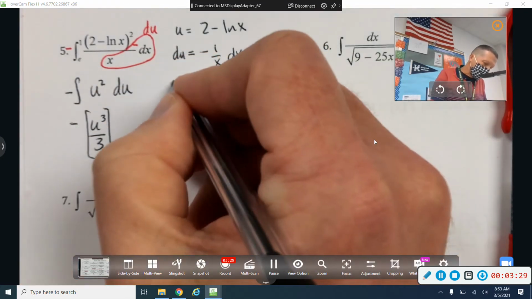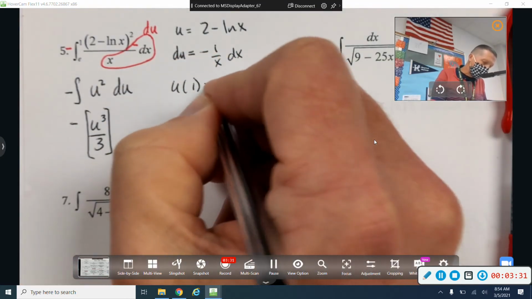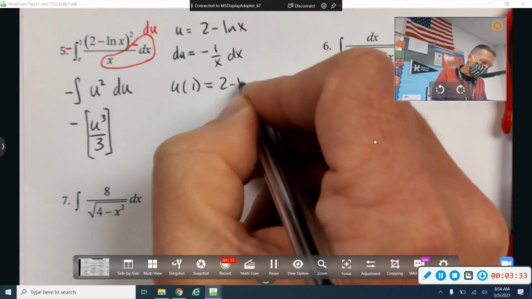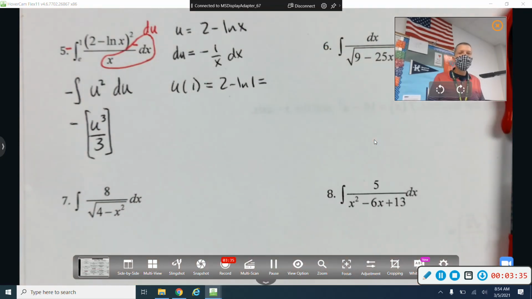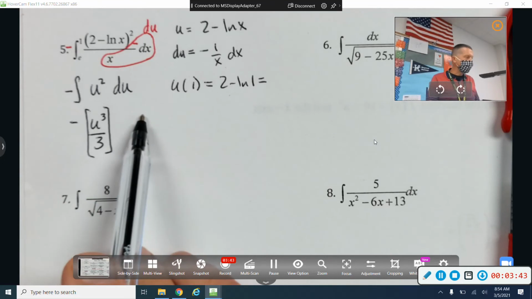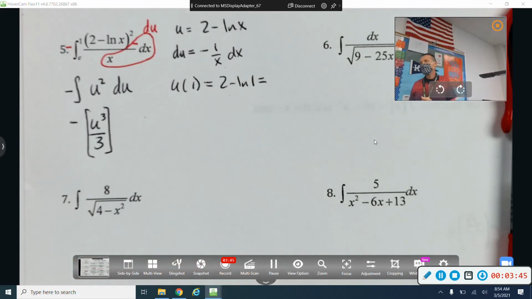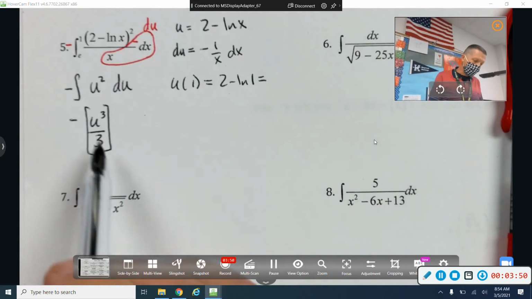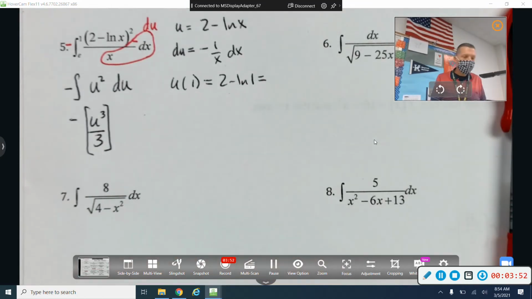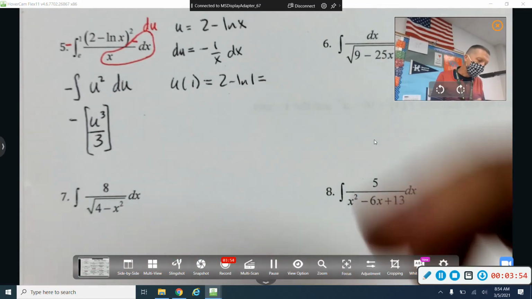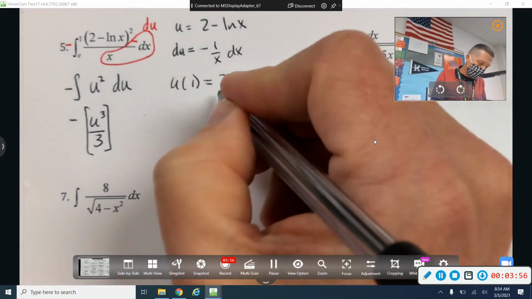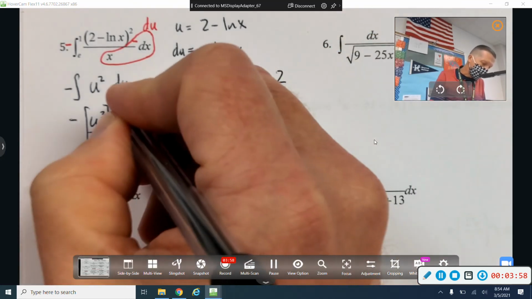So I need to figure out what u of 1 is. 2 minus natural log of 1. By the way, if you really got stuck, you could just leave that as u of 1. And that would be your top limit, 2 minus natural log 1. Like if you get stuck on natural log of 1 or sine of pi over 2, you can leave those answers. You just have a really long answer, but it'll be correct. And it'll be calculator ready. But natural log of 1 is 0, so the top limit is just 2.